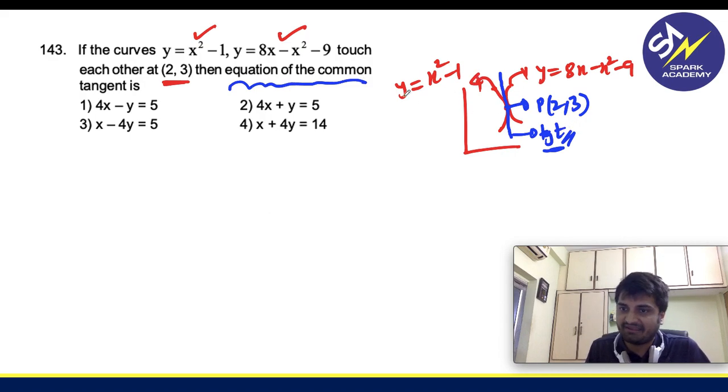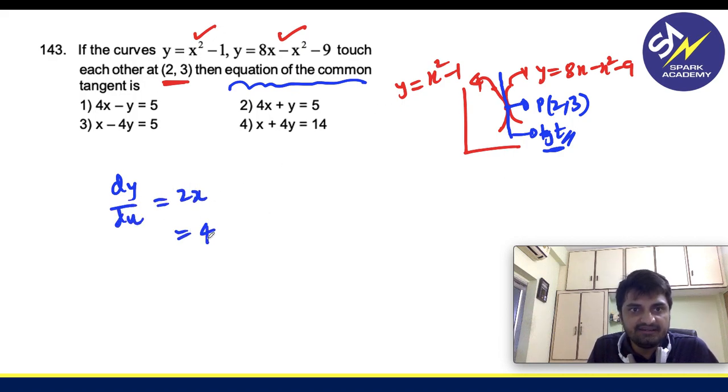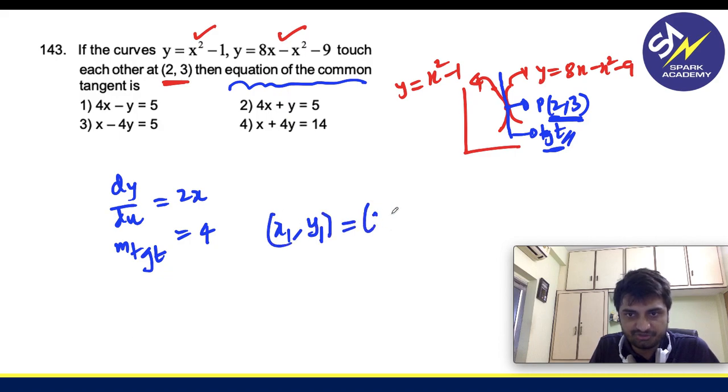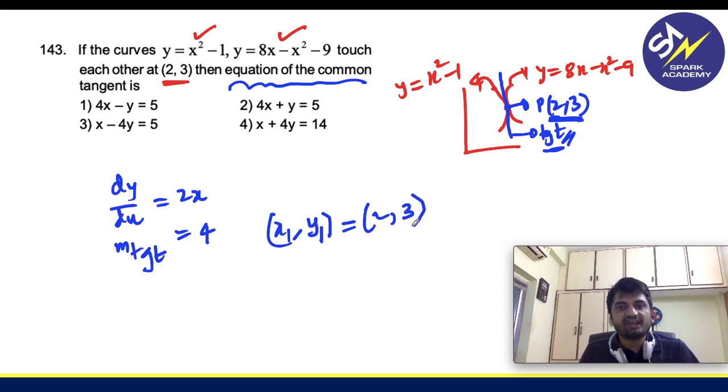So any slope I can find, right? Both slopes should give you the same value. So dy by dx of the first curve is what? 2x. Basically dy by dx should be 4. So the slope of the tangent should be 4 and it should pass through (2, 3). Can I verify options? Actually x1, y1 is (2, 3), right?